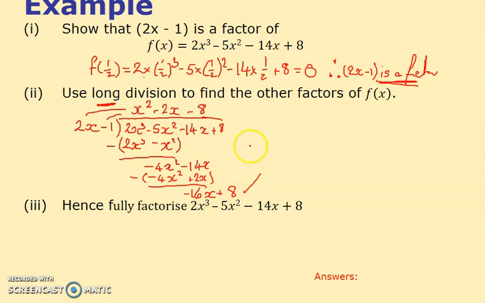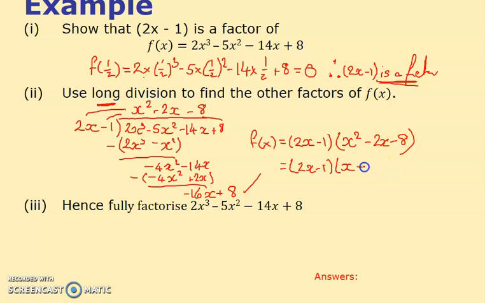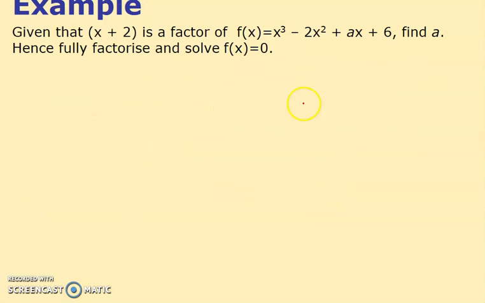So the other factors, I think really at this stage what I would do, I'd be writing f of x equal to the original 2x minus 1 times what we call this quadratic factor. And in order to get the other factors, we therefore write 2x minus 1, and, well, we've got to factorise this. This is x plus 2 and x minus 4. Hence fully factorised. Right, I've done it there. So answers, yes, that's the same thing. Doesn't matter the order.